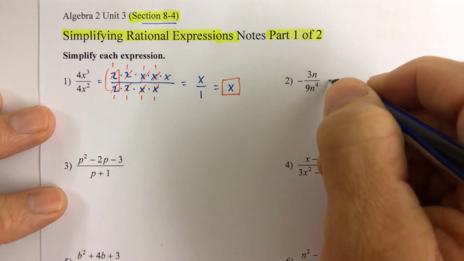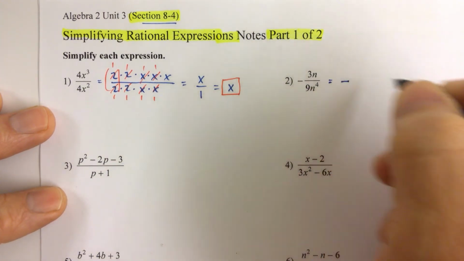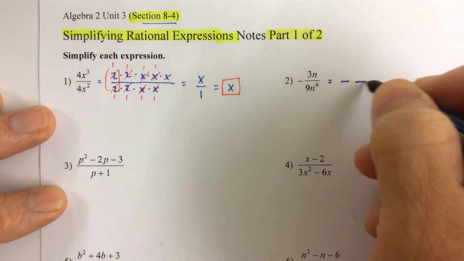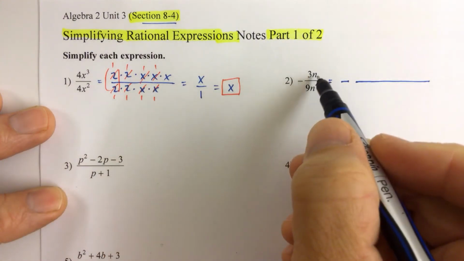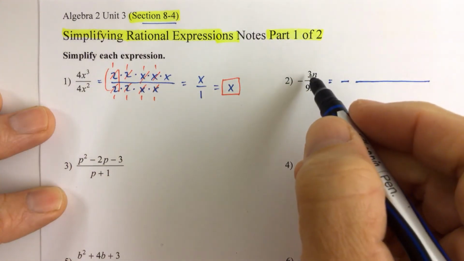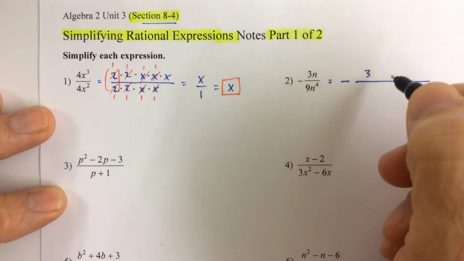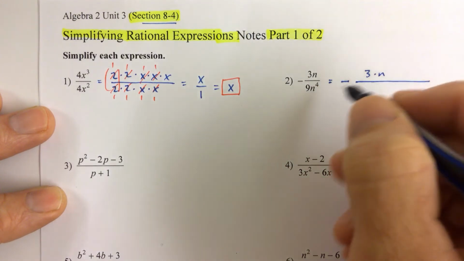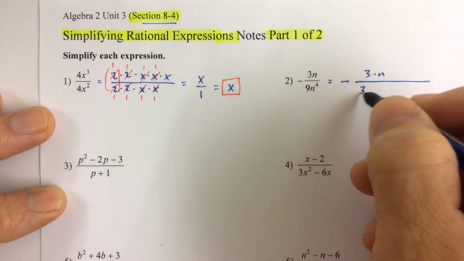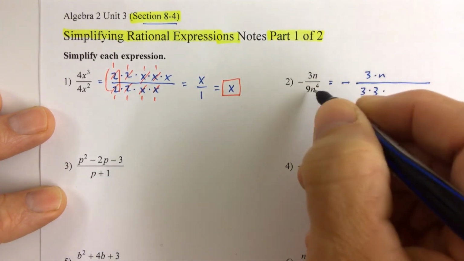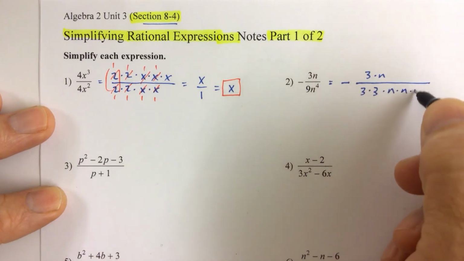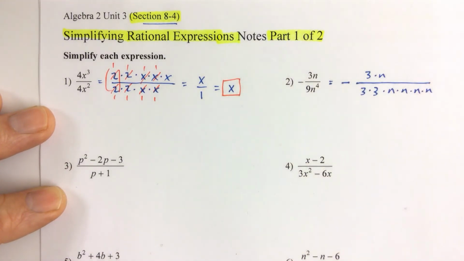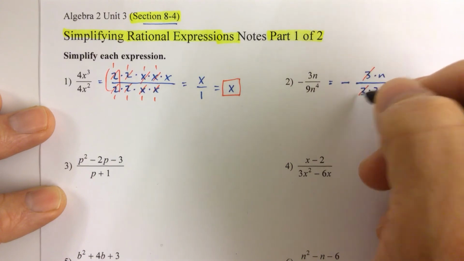So I'm going to go ahead and keep the minus sign, so don't forget about that. I'm going to redo this one just the way I did the first one. I'm going to take the 3. Well, 3 doesn't factor at all, so 3 is just 3 times 1. N also remains just n. But 9 can be written as 3 times 3, and then n to the 4th, n times n times n times n.